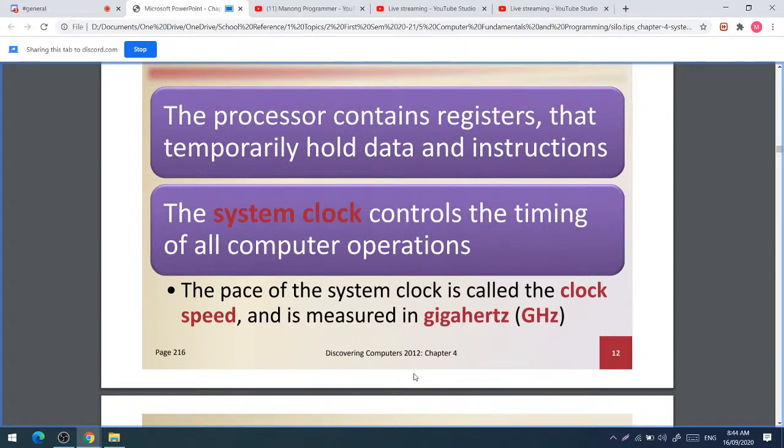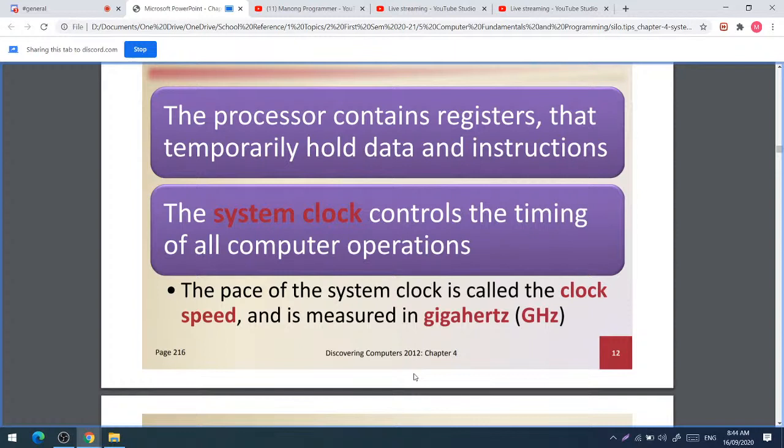Then, we also have the system clock. It controls the timing of all computer operations. Ito na yung nakikita nyo dun sa specifications ng mga binibili nating computer, yung gigahertz na nakikita natin. Yung clock speed. So, timing of all computer operations, kung gaano niya po kabilis i-execute ang isang instruction or isang operation. So, it is measured in hertz kasi po frequency. Gaano kabilis yung pagkuha niya ng instruction.